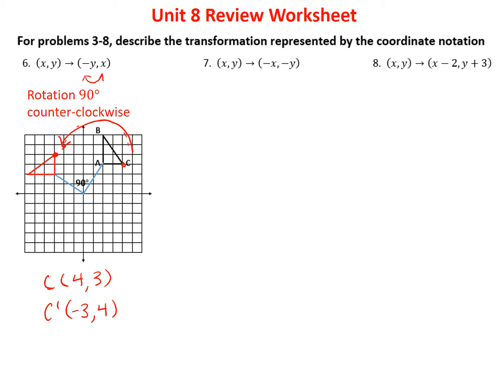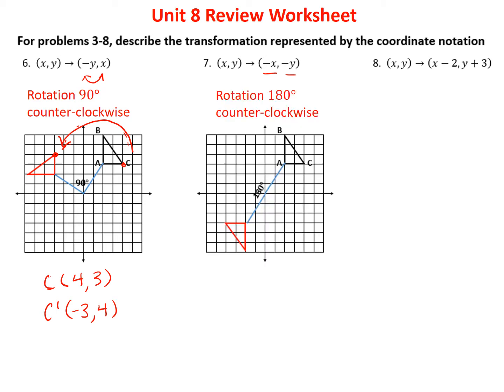On the next one, they stay the same, but they both change sign, x to minus x and y to minus y. This is indicative of a rotation of 180 degrees. In other words, it completely flips around. So let's look at C again. C, which is 4, 3, if I change it into minus 4, minus 3, I end up with minus 4, minus 3, and there's my C coming all the way around. So that's 180 degrees all the way around.